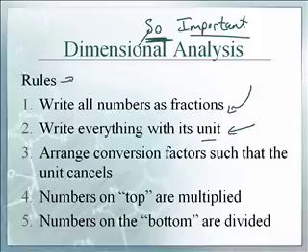Everything has a unit. What does that mean, Mr. Sams? No naked numbers. Everything has to have a unit of measurement. Arrange the conversion factors such that the units cancel, and then the top number gets multiplied and the bottom number gets divided. We're just going to do a zillion examples, and once you get there, you'll be fine.